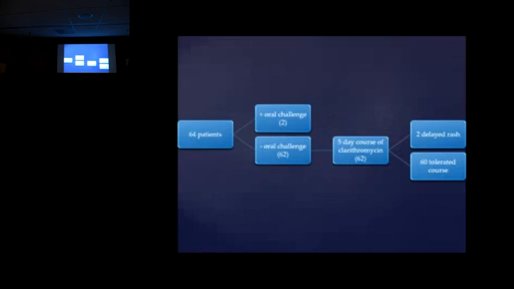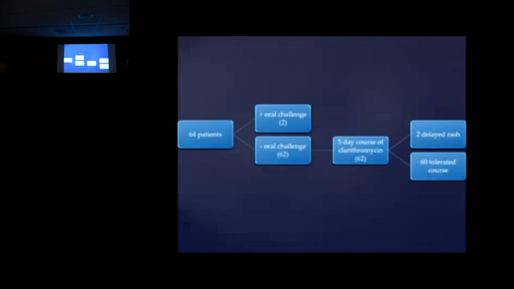course of clarithromycin, which is a little unusual because usually when we're testing patients in clinic for penicillins, we don't put them on a 5-day course of amoxicillin and see if they develop a delayed rash. And the skin testing usually isn't as predictive for those delayed reactions. So it wasn't entirely clear why they did this. But then out of those 62 patients, 2 of them developed a delayed rash and 60 tolerated it.